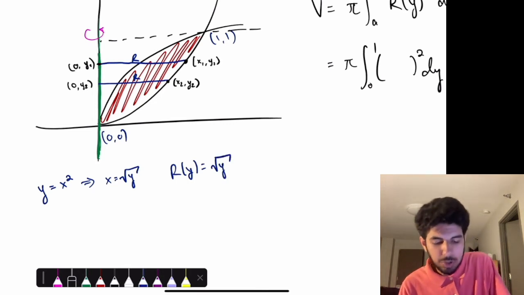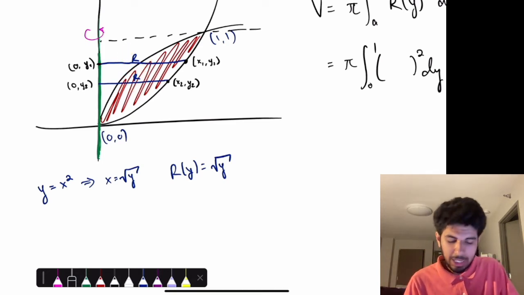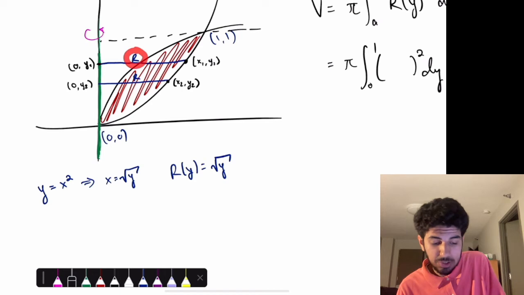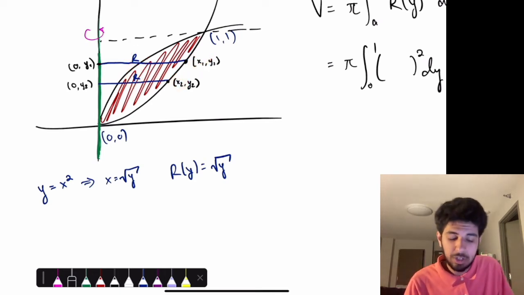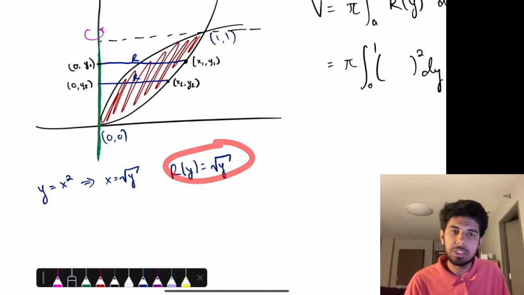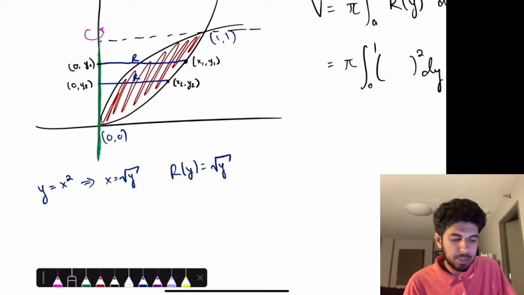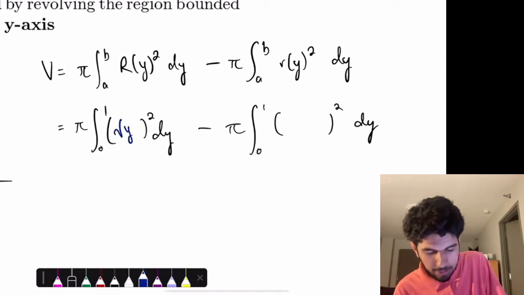Right? We're trying to find these values for a given value of y. We said that r is going to be equal to x1 here. r is going to be equal to x2 here. Well, x is simply equal to the square root of y, so that means r should be equal to the square root of y. So if we come back here, we can plug in the square root of y for capital R.